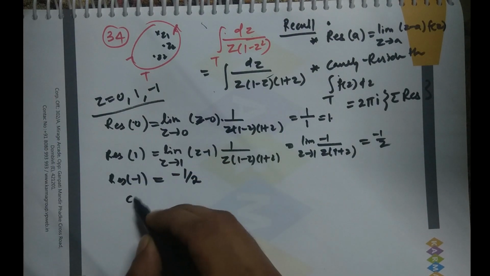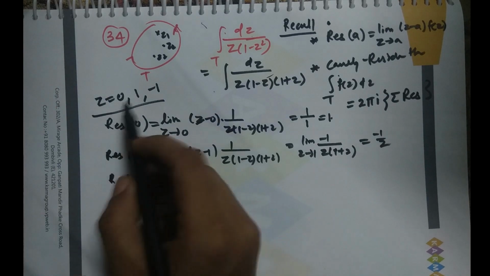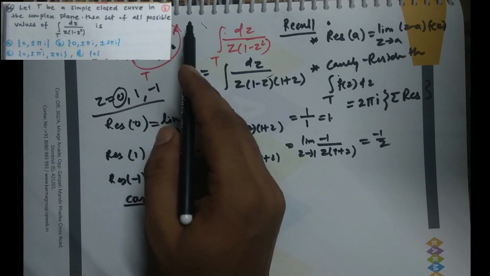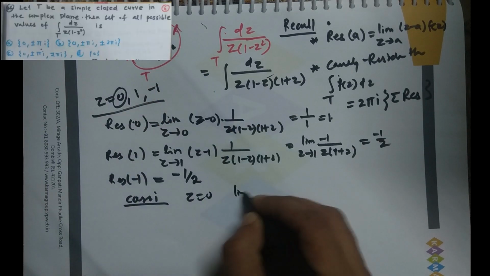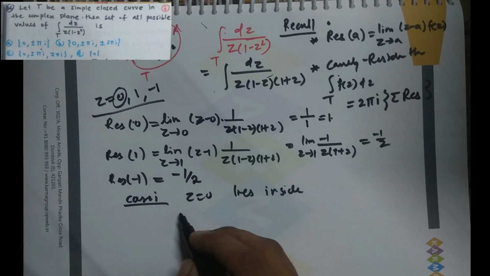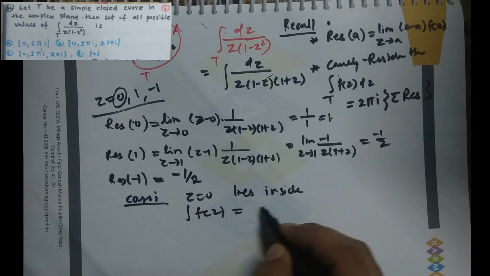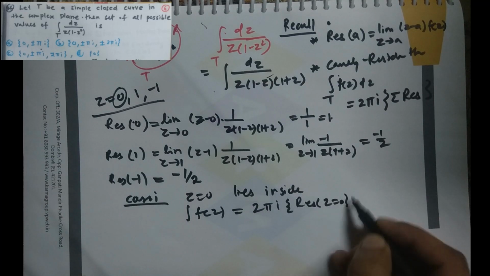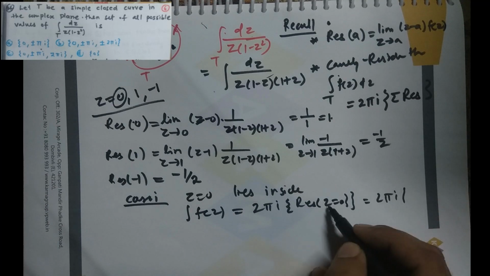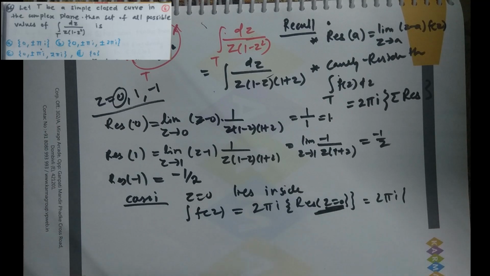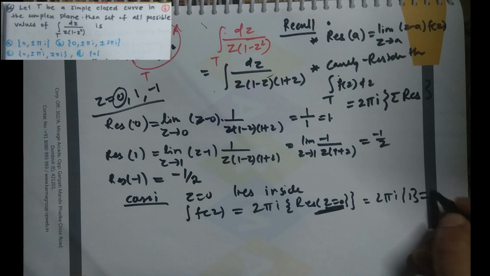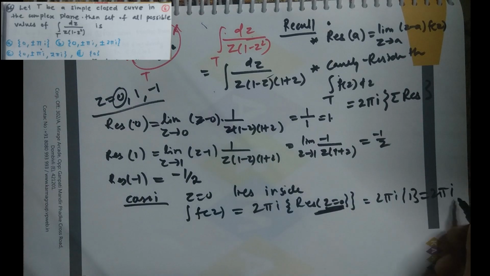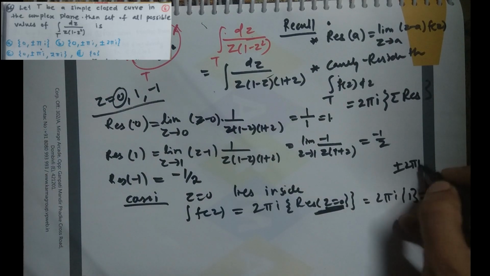Now we will consider cases. Case number one, suppose my pole z equal to 0 lies inside and the other poles lie outside this T. So z equal to 0 lies inside. What will happen? Then the integral of f(z) will be equal to 2 pi i into the residue at pole z equals 0. Okay, so 2 pi i, and what is the residue at pole z equal to 0? It is nothing but 1. So the answer is 2 pi i. If I change the orientation of this T, my answer will be minus 2 pi i. So the answer can be plus 2 pi i or minus 2 pi i.